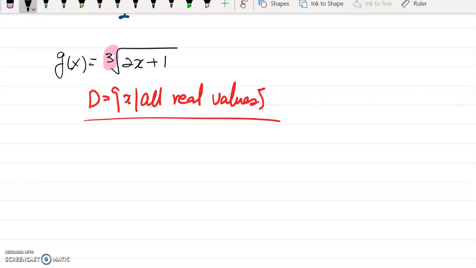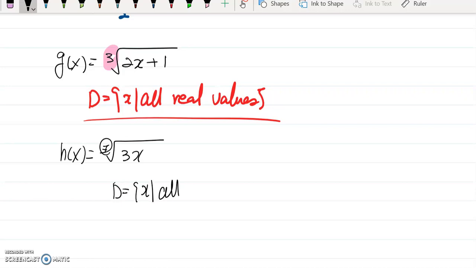Okay, one more. I'm going to give you h(x) equal to maybe seventh root of 3x. What do you think? It is odd. Odd means all real values. So the domain becomes all real values basically. Make sense? Okay, so that's all for this video, and I'm going to bring out a little bit more complicated example of determining the domain for a radical function in the next video. Okay, thank you.